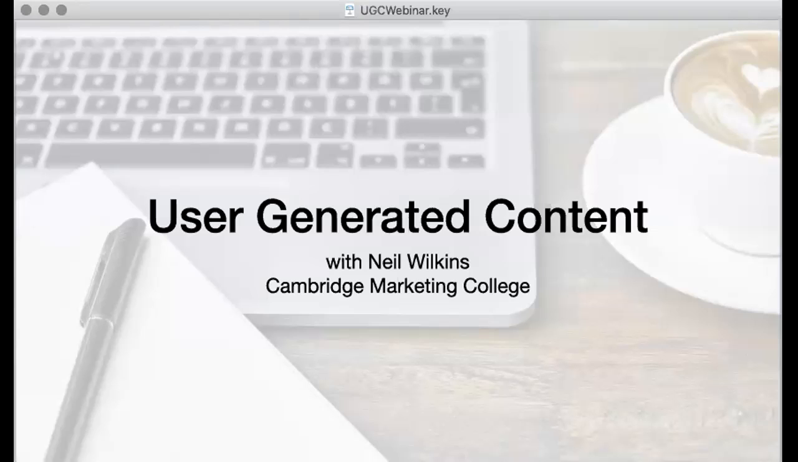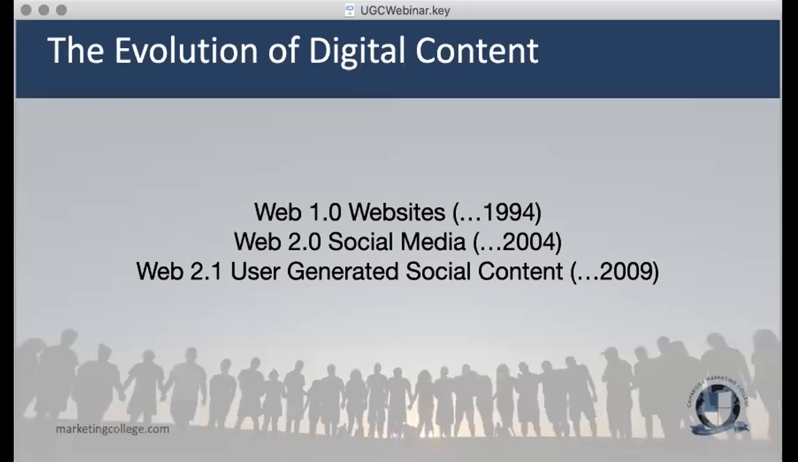And user-generated content is not a new topic, but very interestingly is one of those topics that we really probably should be putting into our mix of digital marketing planning and content strategy. So where does this idea of user-generated content fit? Well, it has been around for many years.